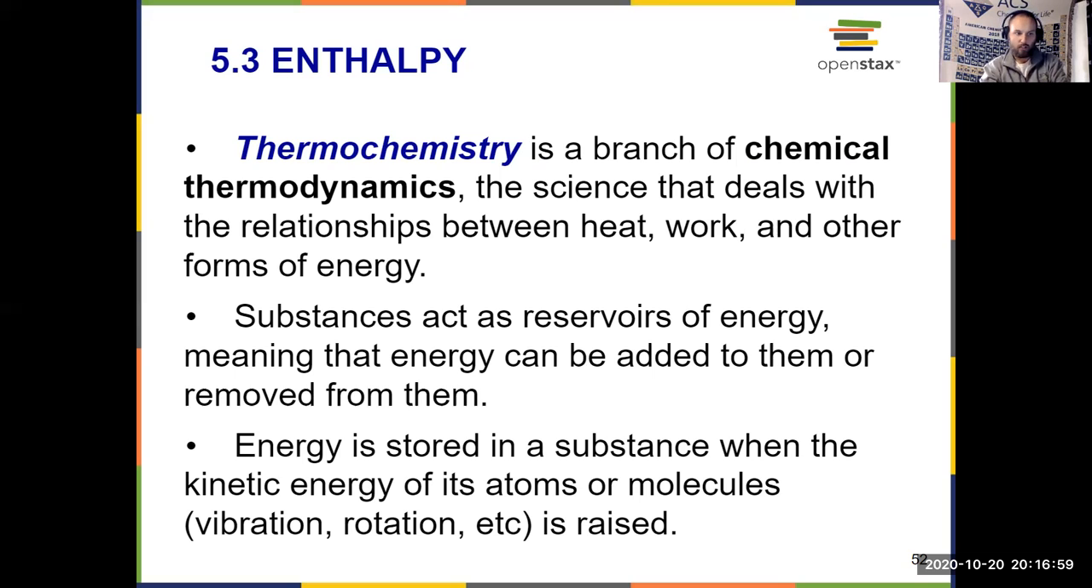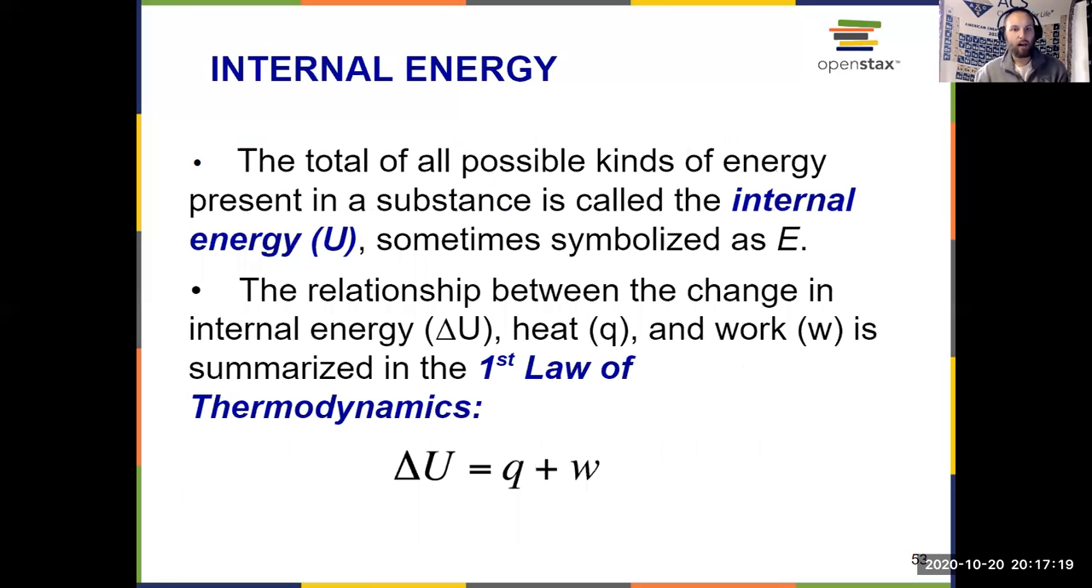We store energy in a chemical substance in the form of kinetic energy, when the atoms or molecules, be it the vibration, the rotation, any way that they're moving about, is increased. If we increase the kinetic energy, we increase the amount of energy that's stored in that substance. And we can consider that to be a theme called internal energy, the sum of all the possible kinds of energy that are present in a system. We call that the internal energy, symbolized as U, sometimes symbolized as E, but in chapter 5 in your textbook, we're considering it to be U. U is the internal energy.